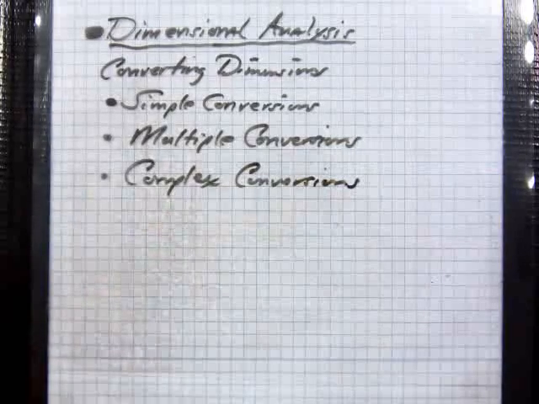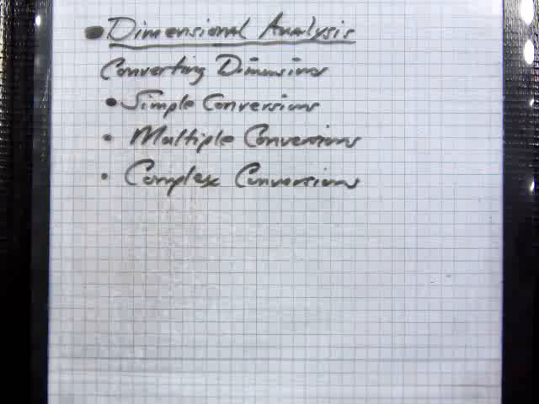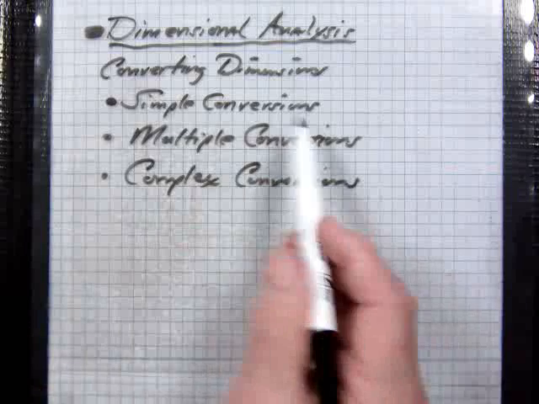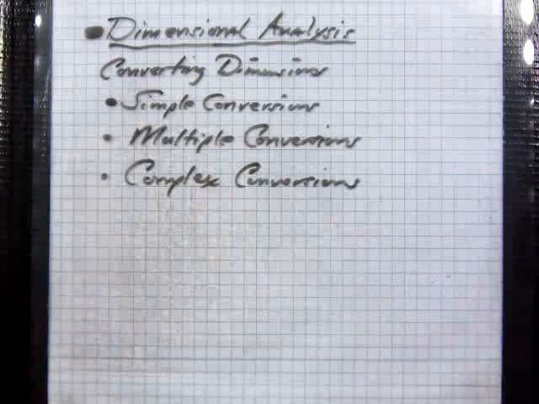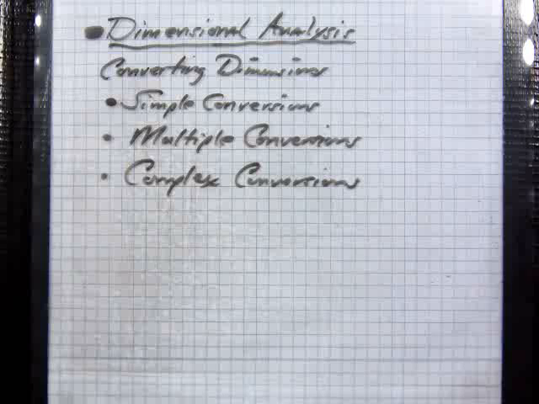Now, simple conversions, and I'll use some examples in a second, are unit to unit, meters to feet, or miles to centimeters, or something of that relationship. Multiples deal with squares and cubes. Okay, going from cubic meters to cubic feet, and something like that.